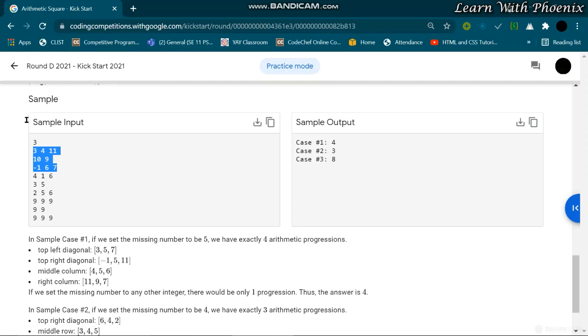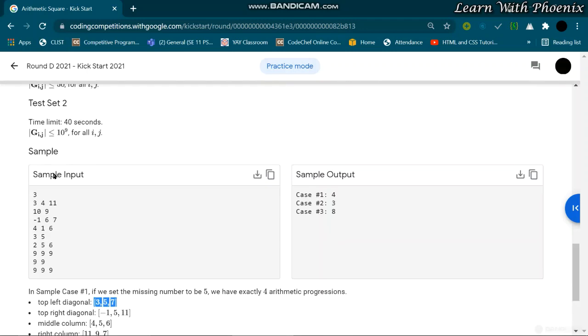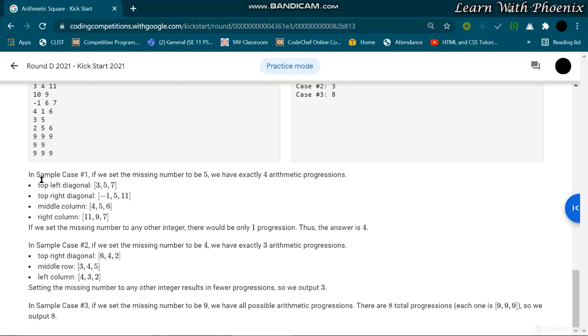Now see, we have 8 integers and the middle one is missing: 3, 4, 11, 10 and 9, minus 1, 6, 7. If in the middle element, between 10 and 9, I fill 5, I get some arithmetic progression. These are 3, 5, 7. So 3, 5 and 7 will be the diagonal after filling the missing element as 5. The rest are similar cases. You just have to consider 8 cases. Which are these 8 cases? 3 rows, 3 columns and 2 diagonals.